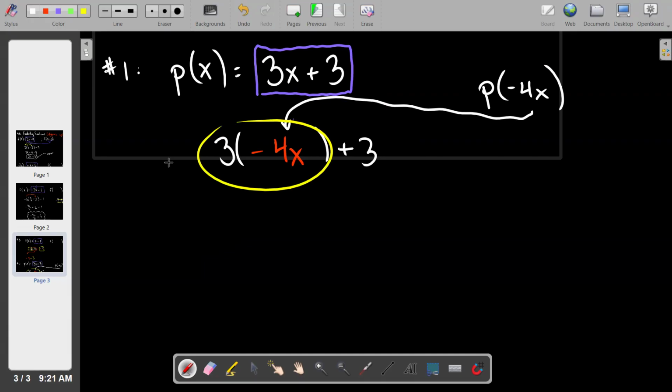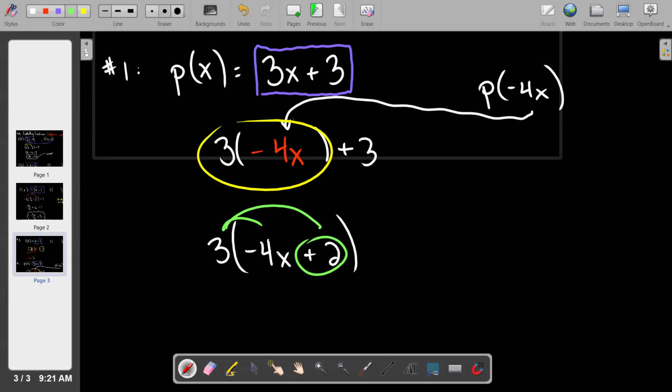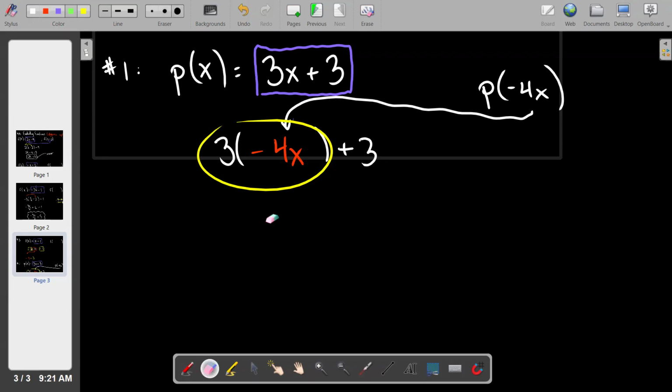You don't even really want to call it distributing. The only time I would call it distributing would be if it said something like negative 4x plus 2. If we have this extra guy at the end, then we have to call it distribution. But if there's just one thing inside, like in this case, you just want to call it multiplication. Negative 12x, because when you multiply a positive and a negative, you get a negative. And then all you've got to do now is just take that plus 3, slap it on the back, and you're done.